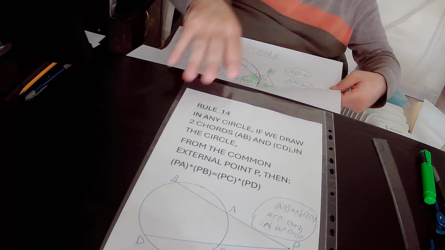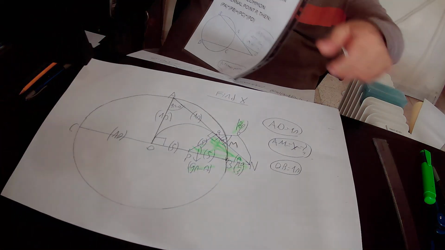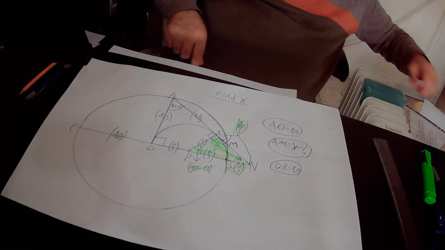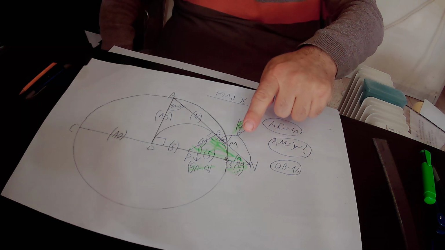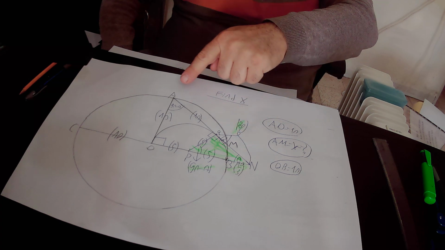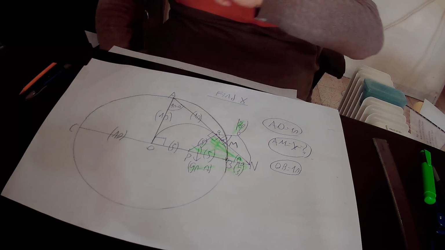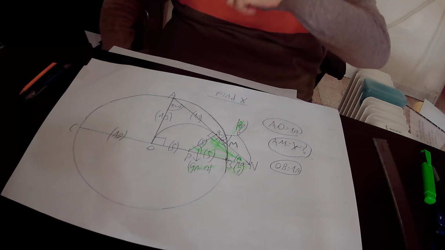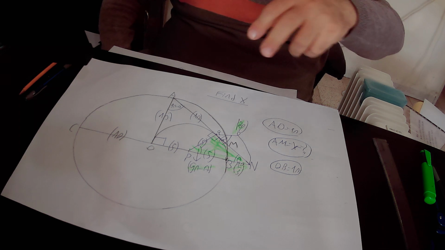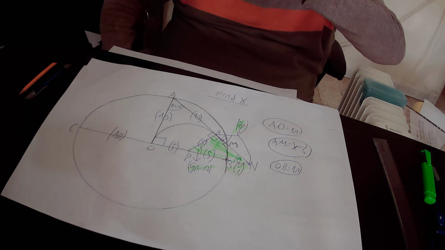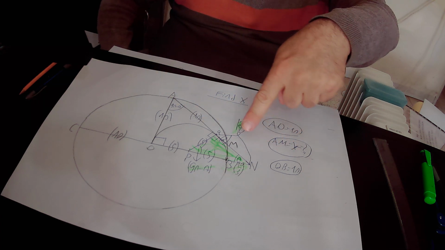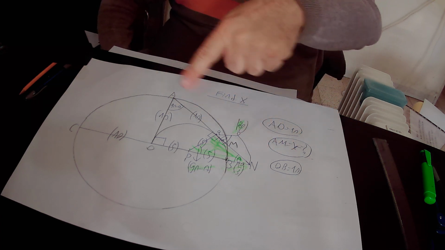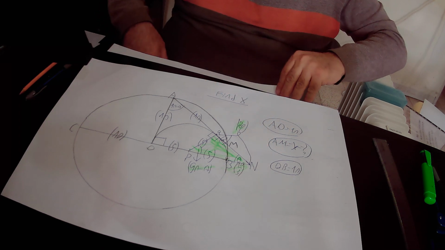We can actually implement rule number 14 in our drawing, because in our drawing we have the common external point N. From the common external point N, we have two chords inside this circle. We have chord MA and chord BC. Therefore, all the requirements of rule number 14 are met, so we can implement rule number 14. According to rule number 14, NB times NC equals NM times NA. Again, NB times NC equals NM times NA.